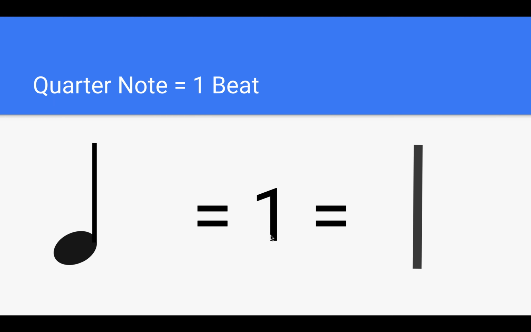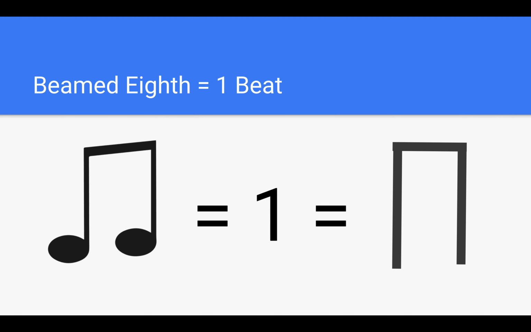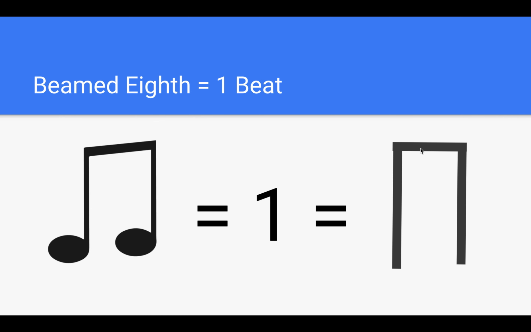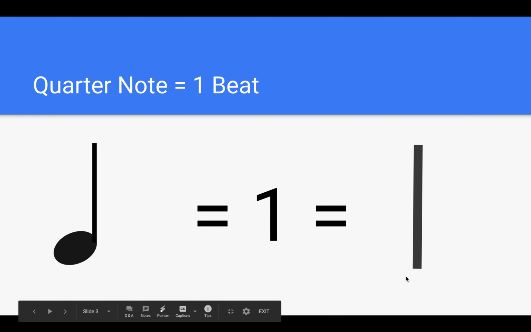So all three of the notes that you'll see today, the quarter note, the quarter rest, and the beamed eighths, those are all going to be equal to 1 beat. And just so you can see the shapes again, the beamed eighth is represented by this shape here, 2 lines going up, 1 line connecting at the top. Your quarter rest is represented by the letter Z. And then your quarter note is represented by 1 straight line.